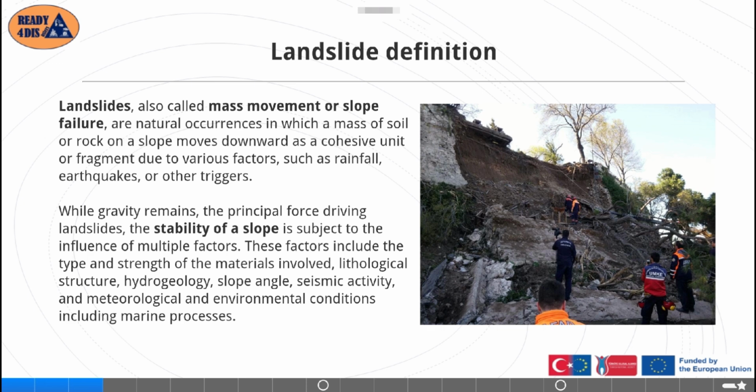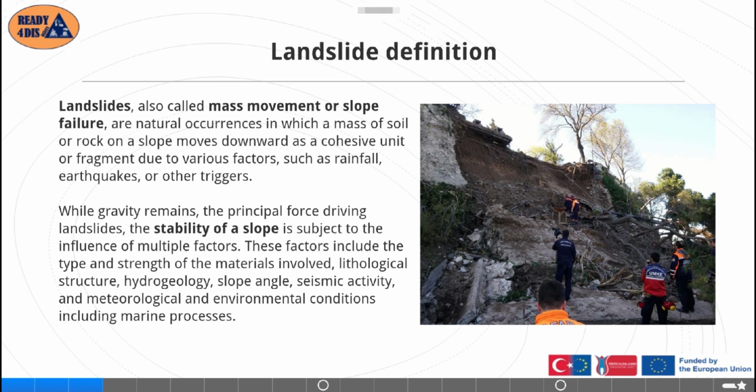Landslide definition. Landslides are natural phenomena in which a mass of soil or rock on a slope moves downward under the influence of various factors. Rainfall, earthquakes, ground saturation, or other triggers can initiate this movement.